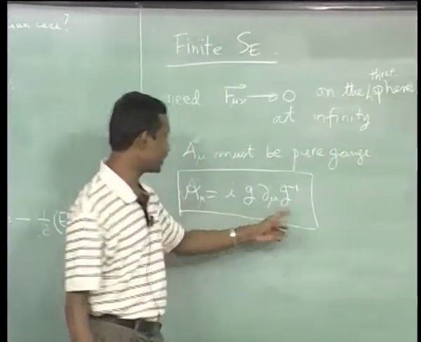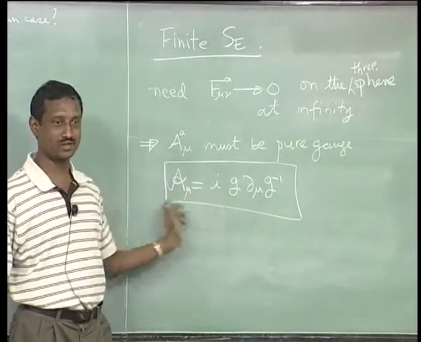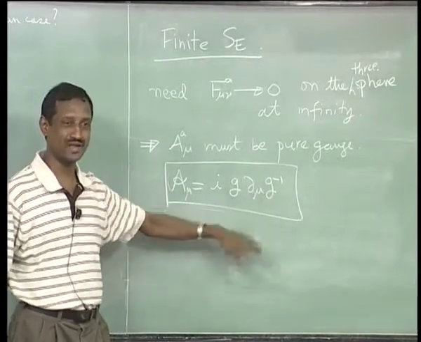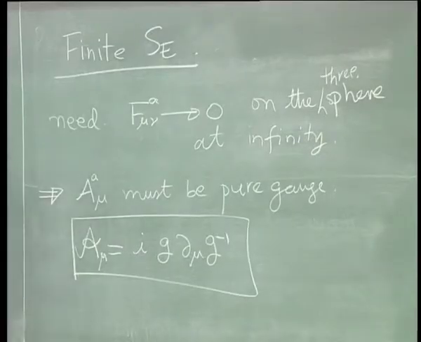Except now I have written it in terms of Lie algebra valued elements, which is why it is easier to write. Otherwise, if I have to write it in terms of A mu a, it is a headache. That is one reason to go back to this. Okay, this is what we need to do.